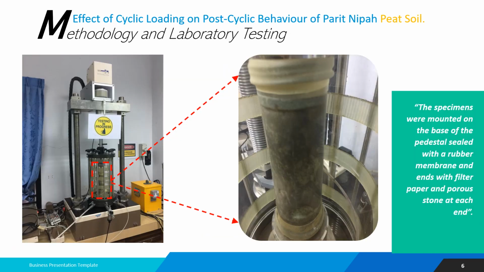As you can see here, the peat soil sample in cylindrical shape was mounted to the bottom pedestal of the triaxial chamber. The sample was then pressurized with 50 kPa and 100 kPa. The sample was cyclically loaded in this chamber with various frequencies of 0.5, 1.0, 1.5, and 2.0 Hz.